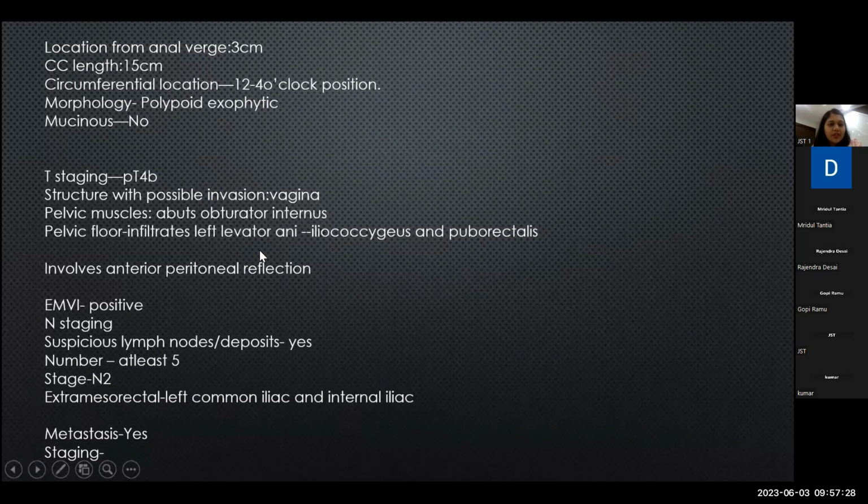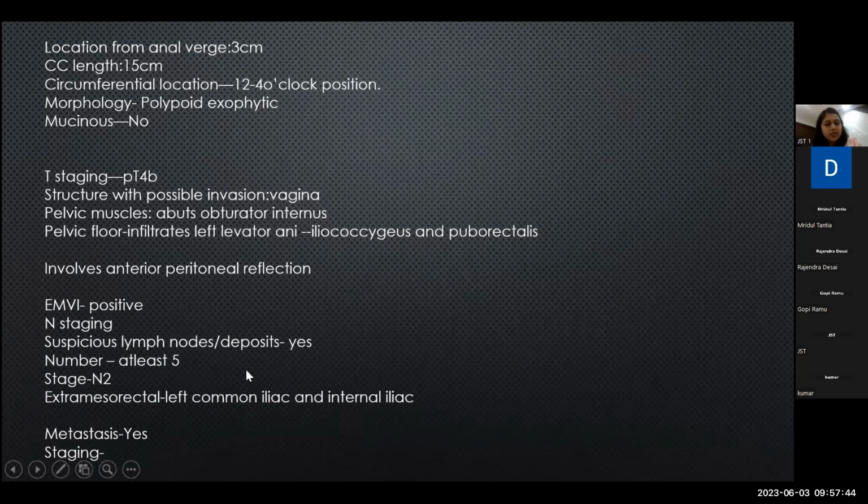So it is infiltrating the left levator ani, iliococcygeus and puborectalis. It's involving the anterior peritoneal reflection. It is EMVI positive. Nodal staging is again at least 5, which makes it an N2 stage. And extramesorectal compartment nodes are also there, left common iliac, internal iliac.